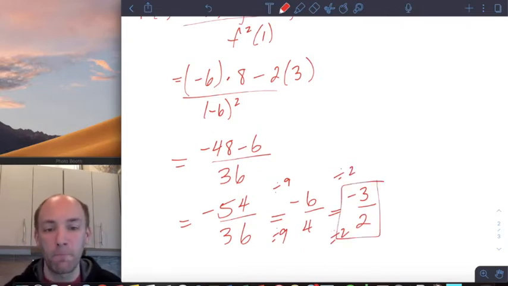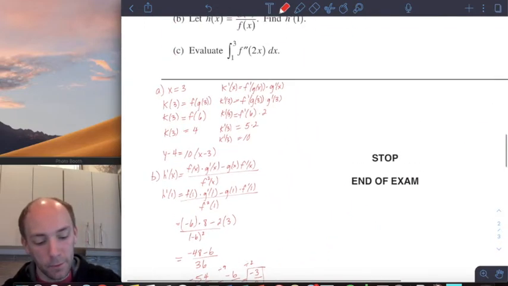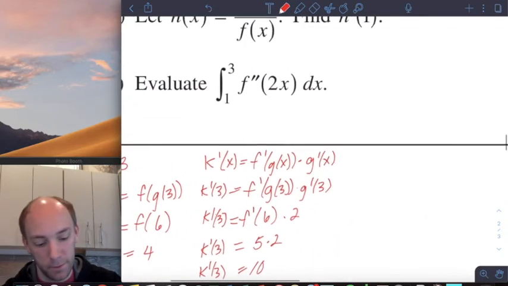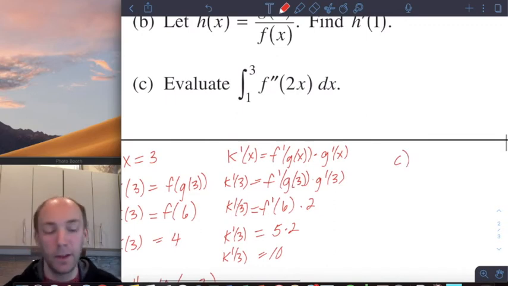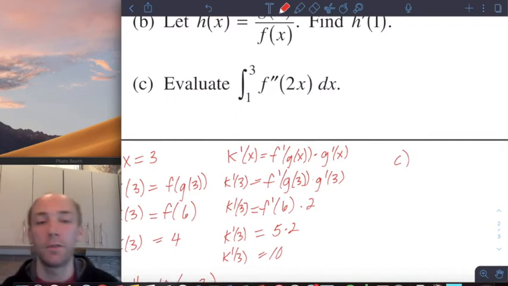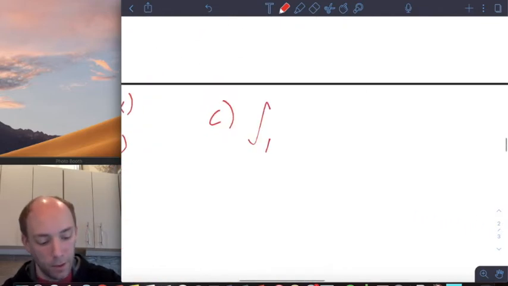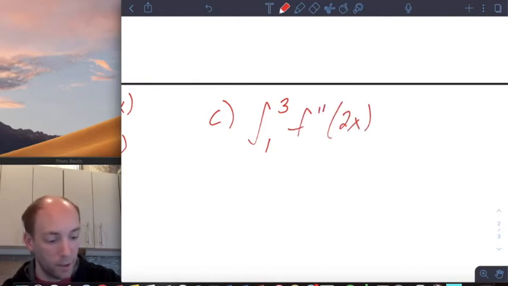Okay? All right. Part C. Evaluate the integral from 1 to 3 of f double prime of 2x dx. 1 to 3 f double prime of 2x dx.